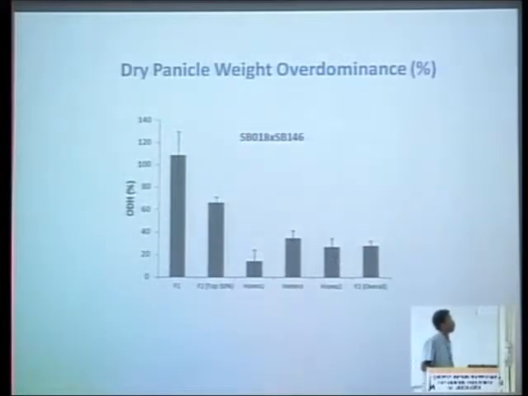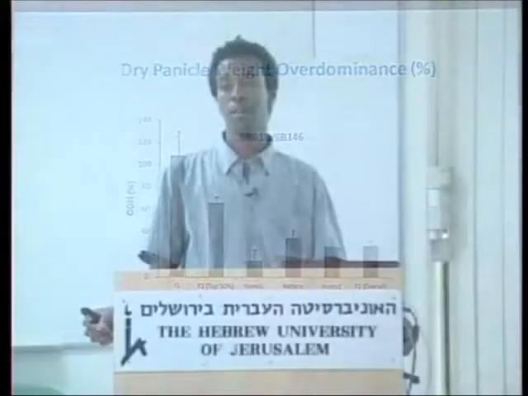This is dry panicle weight over dominance. Again, in F1 you have around 100 over dominance, whereas for the top 50% of plants, this is to show whether heterosis was mediated by a single diallelic gene. So the top 50% of the plants resulted in about 60% of the F1 heterosis, whereas the heterozygote again is slightly higher as compared to the two homozygotes. F2 was around 25% overall. So this indicates that much of the F1 heterosis was not retained in the F2 population, which indicates that many genes are involved in heterosis.